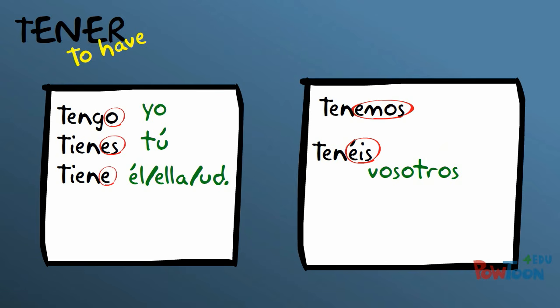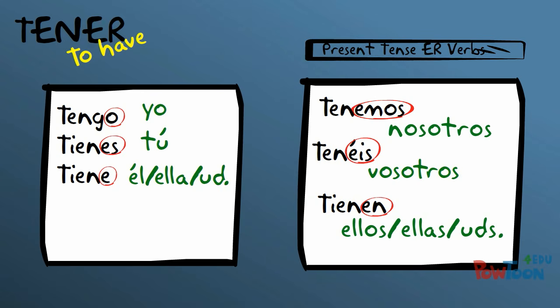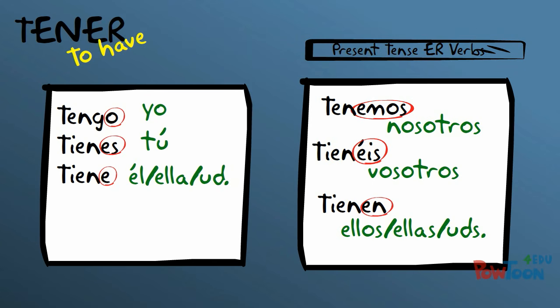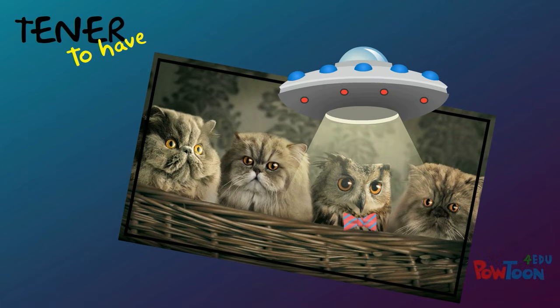Tenemos ends in an emos because of the pronoun nosotros. And tienen ends in an en because of the pronouns ellos, ellas, and ustedes. If you need to review the present tense ER verb endings, you can review by watching the video called the Present Tense ER Verbs.